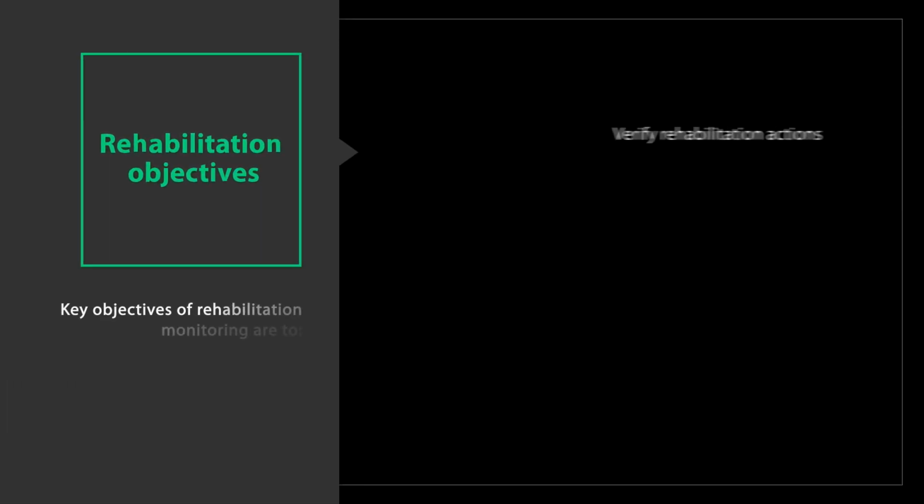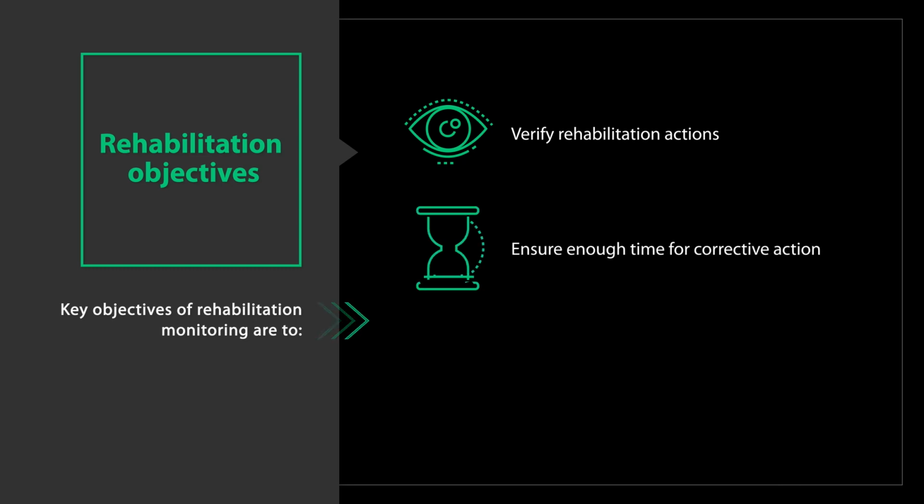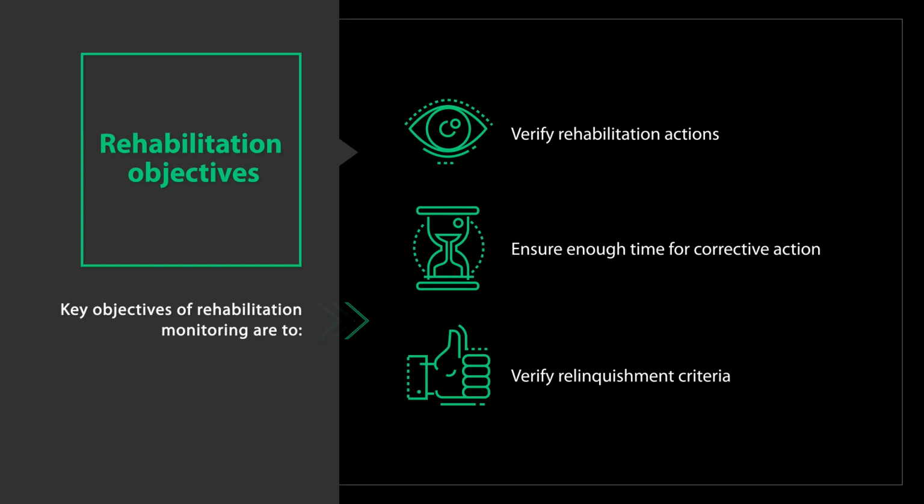Key objectives of rehabilitation monitoring are to verify that rehabilitation actions are being done according to plan, on time, with the expected results. Ensure enough time for corrective action where rehabilitation actions have not resulted in the desired outcome, and verify that the relinquishment criteria have been met so that the mine can apply for closure.